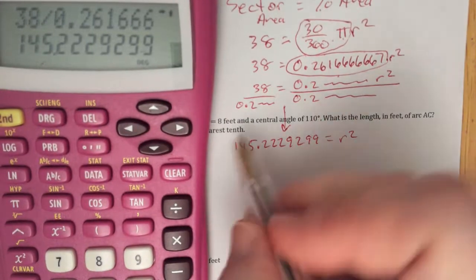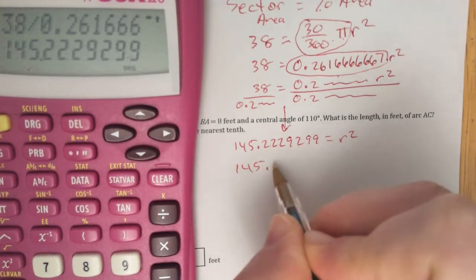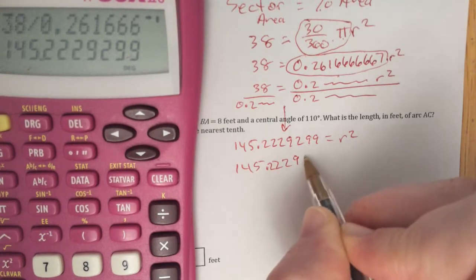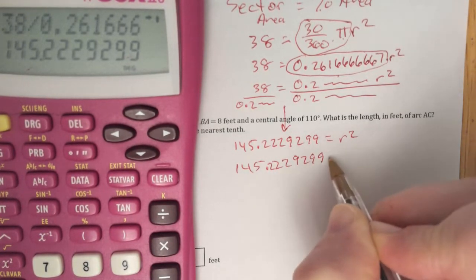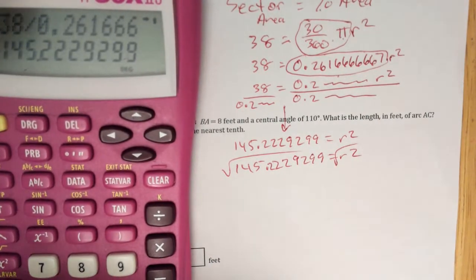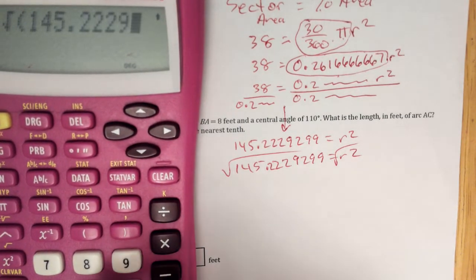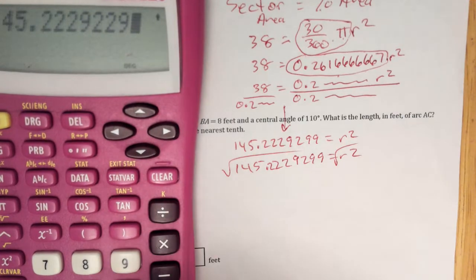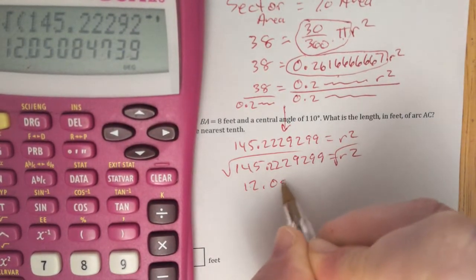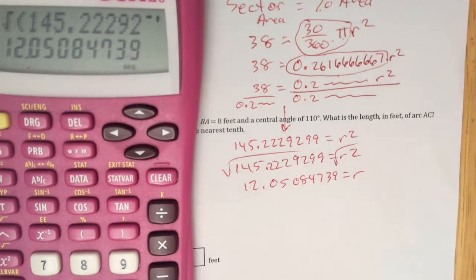Okay, now what do you do next? I'm going to write this over again. We want to get r by itself, so we're going to square root both sides. 299 equals r squared. We're going to square root both sides. All right, so the square root of 145.2229299, we get 12.05084739 is equal to r. Excellent. So now we have r.